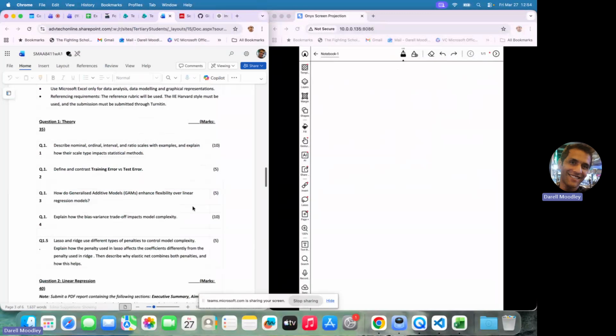Now for 1.4, explain how the bias variance trade-off impacts model complexity. All right, so yeah, you can cover a lot of points. So you can lay it out with bias here, and then you've got variance here, and you can have them side by side so you can contrast them when you cover all the different points. Points you want to cover for each of them is, what are they? Okay.